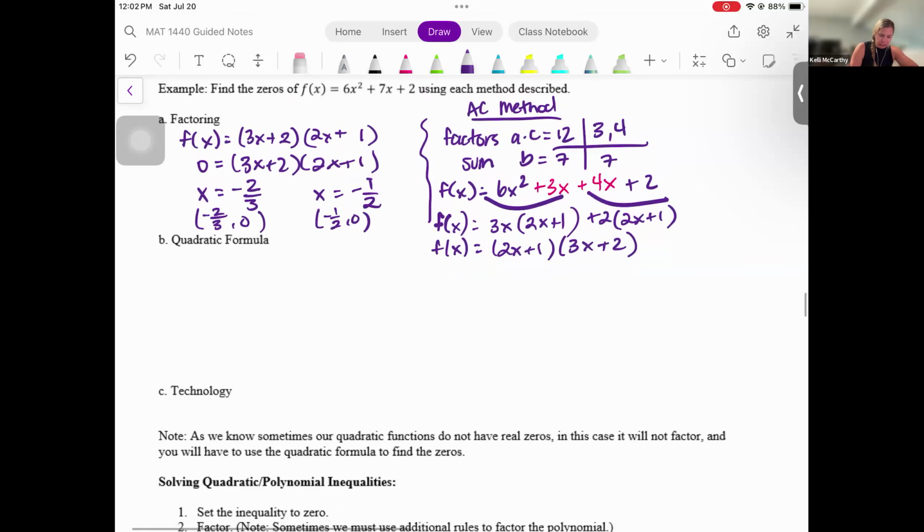All right, so we're not going to finish that problem finding the zeros. Now that we see that we have the same factored form, we would find the zeros the same way. Now let's try using the quadratic formula.